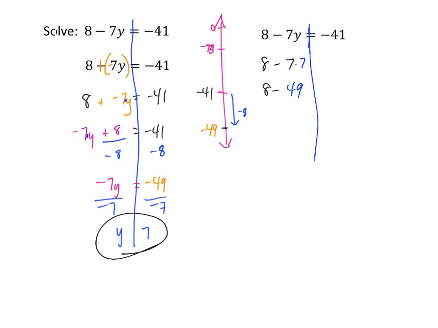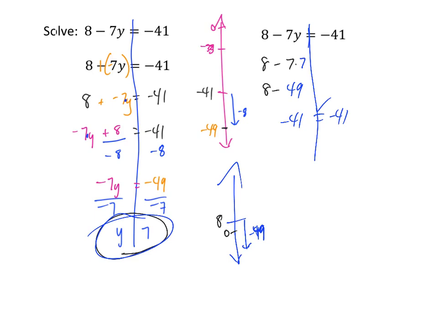And again, if I'm subtracting 49, I am going down. If I start at positive 8, then I have 8 just to get to 0, so I'm going to be at negative 41. And the other side was already negative 41, so yeah, that checks. My solution is y equals 7.